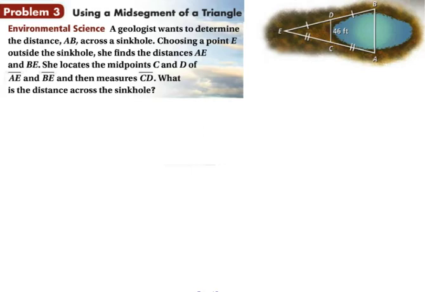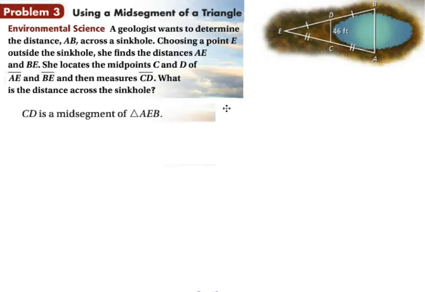All right, this problem says a geologist wants to determine the distance across a sinkhole, and that distance across is segment AB in the triangle. So he chose a point outside of the sinkhole, point E, and measured off those distances, AE and BE, and then found the halfway mark, the midpoint, C and D, so that we have midsegment CD. So she was able to measure segment CD and found that that was 46 feet. So what is the distance across the sinkhole?